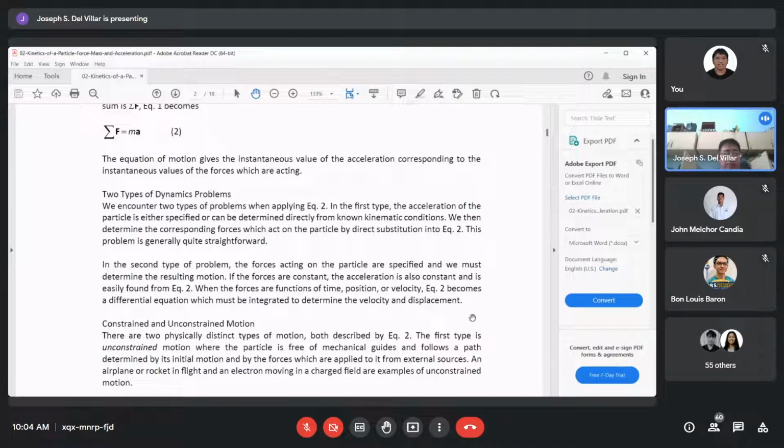Okay, the two types of dynamic problems. So maybe we can skip that. Constrained and unconstrained motion.